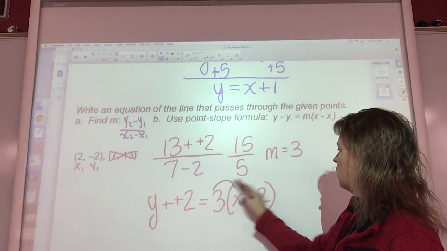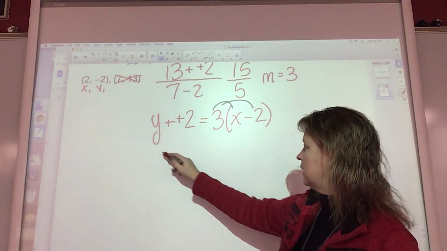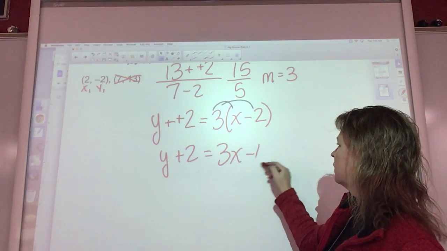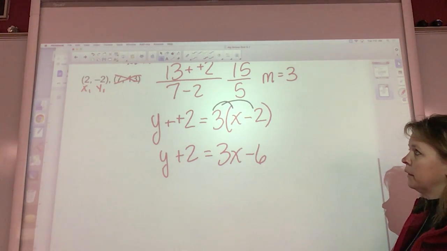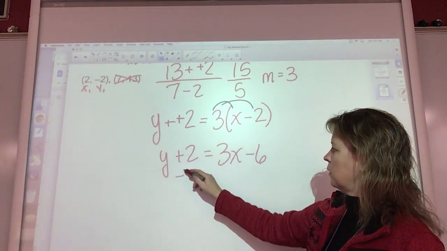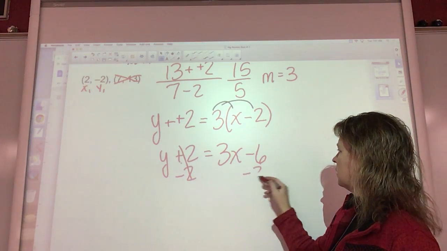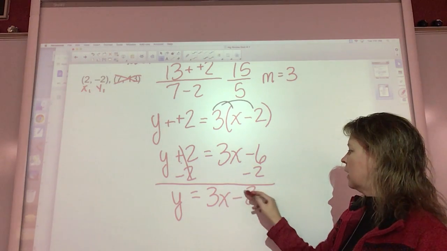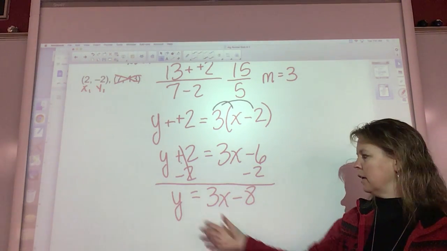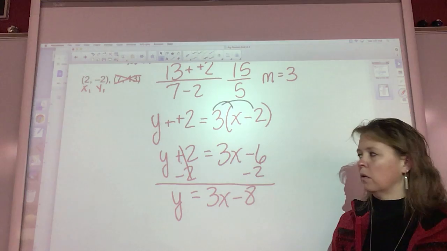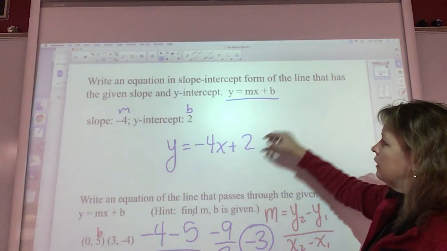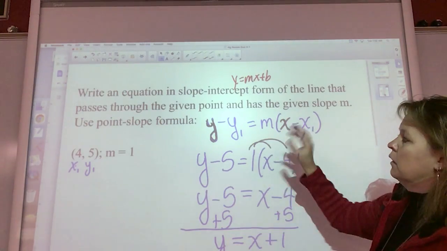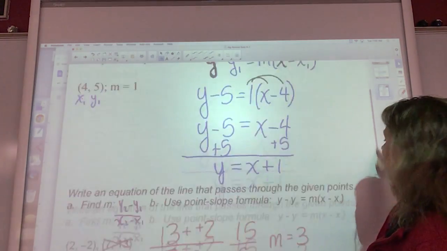Distribute first, always, which means this side stays the same. Y plus 2 equals 3x minus 6. Minus 2 from both sides this time, since it was a plus. And you get y equals 3x minus 8. Notice every single answer is in y equals mx plus b form. So it starts easy. You have m, you have b. You have b, you don't have m. You have m, you don't have b, and then a combination.